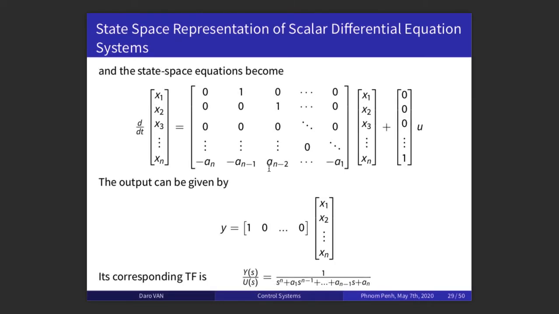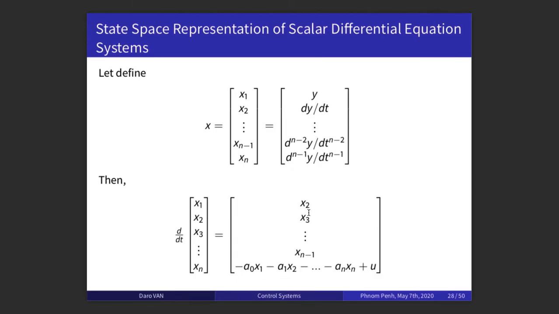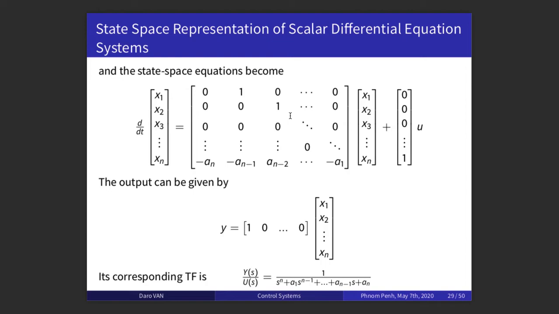And the state space equation becomes like this. From this equation to this equation, it's the same, but this one is in matrix form, and this is matrix A, this is matrix B, this is matrix C, and there is no matrix D. We assume that D equals 0. And you can also find the corresponding transfer function, which is given by this.